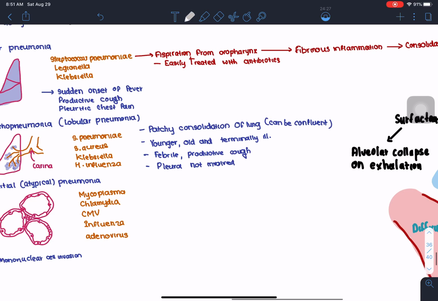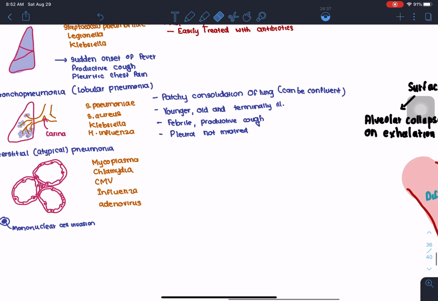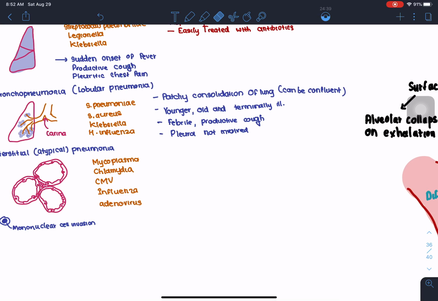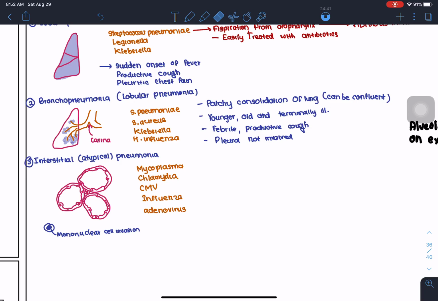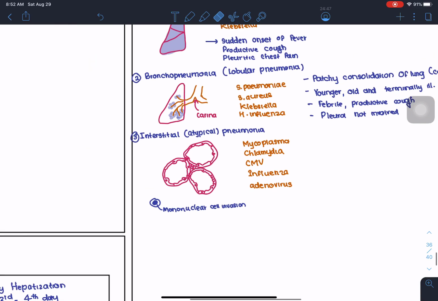In this case, you get febrile fever plus productive cough. It's an infection, so you are going to get fever because there is an immune reaction. Productive cough, and this is important. For lobular pneumonia, the pleura are not involved. Look at this. I'll just tell you a way to remember this.